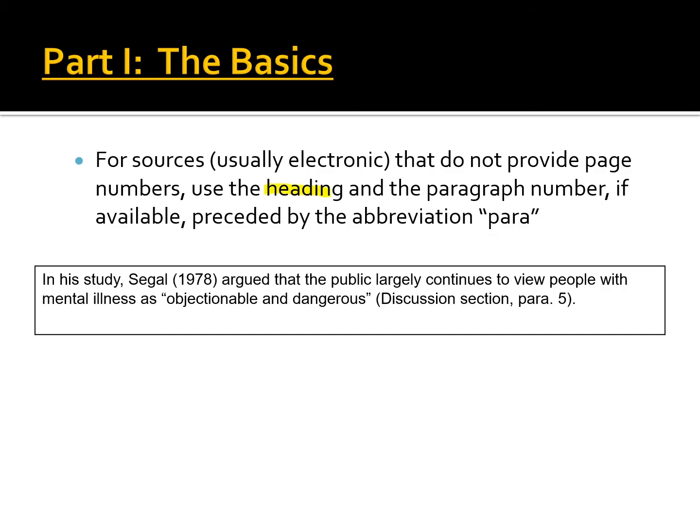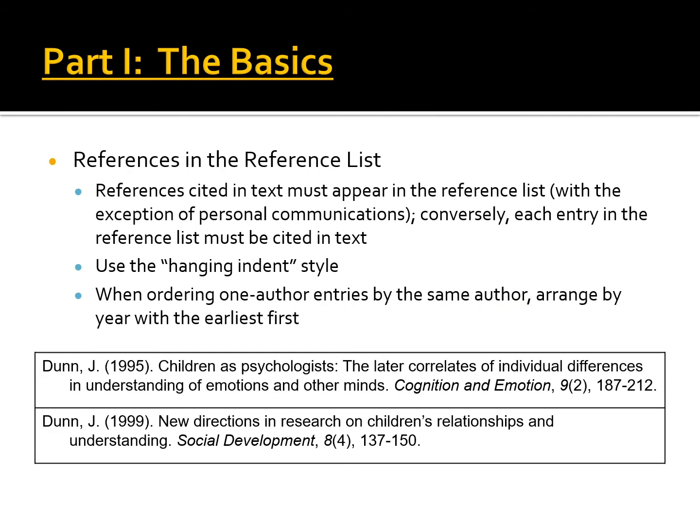For sources that do not provide a page number, and these would often be electronic sources, you would have to find another way to cite where to find that quote, in which case you would use the heading that is provided by the article and the paragraph number from where the quote was found. So for instance, in his study, Segal, 1978, argued that the public largely continues to view people with mental illness as objectionable and dangerous. Let's pretend that this isn't an actual published article. In fact, it's an article that I found online. There are no page numbers, and so I would direct the reader to this quote by saying, "I found this quote in the discussion section, and it was found on paragraph 5." And so you use the abbreviation para with a period followed by the paragraph's number. Paragraph 5.